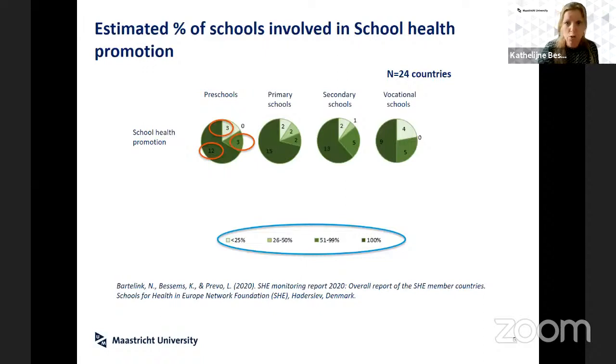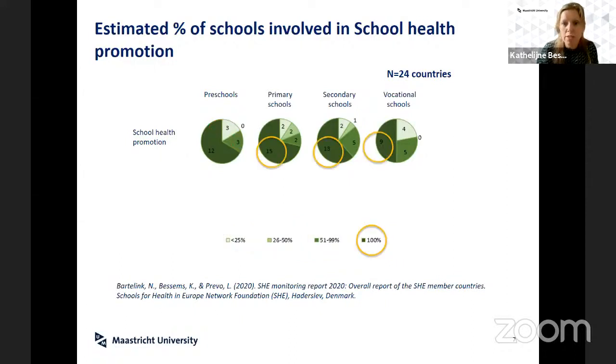First, the national coordinators estimated the percentage of schools involved in school health promotion within these countries. The numbers in the graphs in red indicate the number of countries, just to help you understand what I'm showing you here. The colors in the graph, as you can see in the blue circle, represent the percentages of schools working on school health promotion within these countries. The light green is the lower percentage and dark green is the higher percentage.